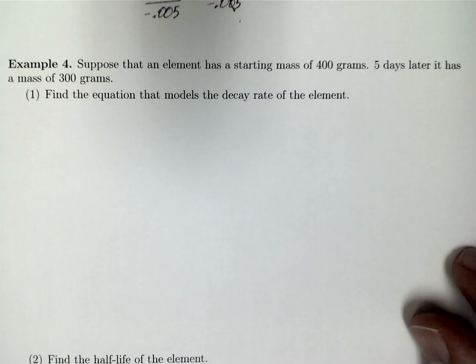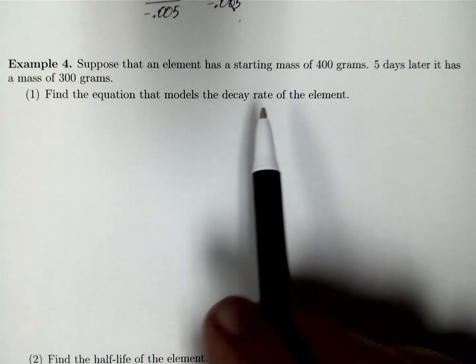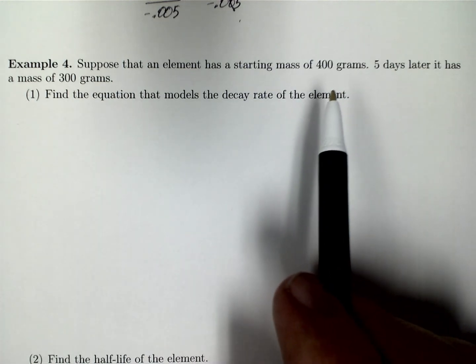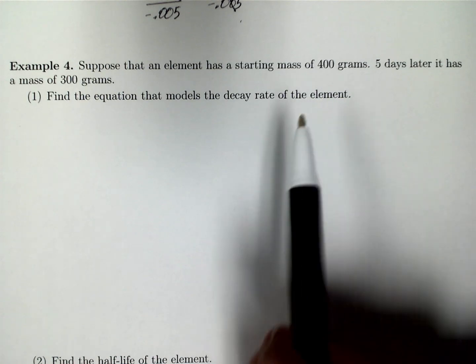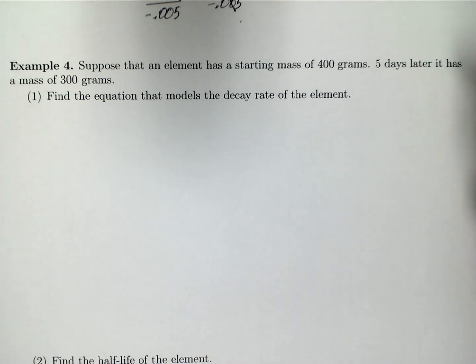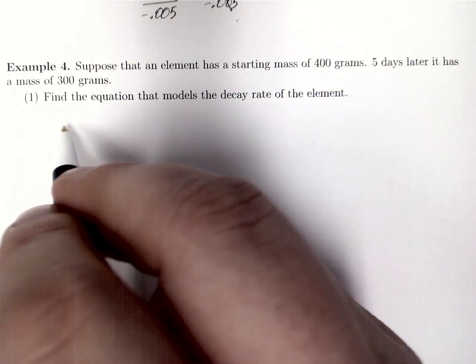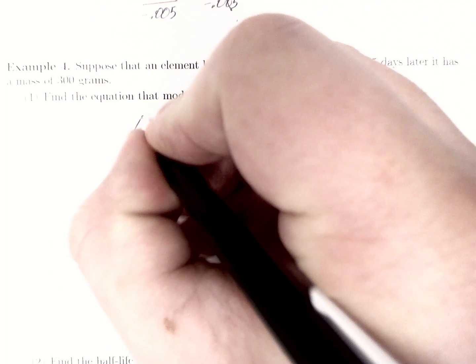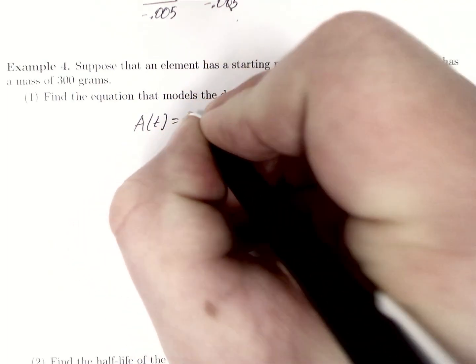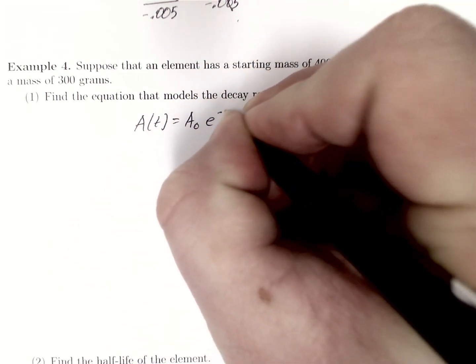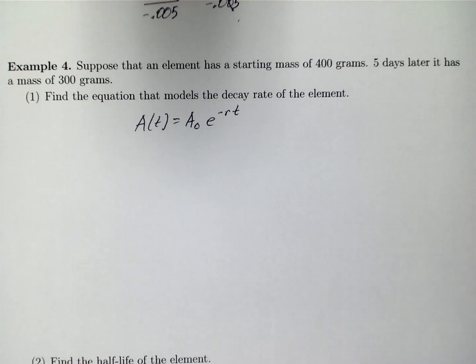What about if we had this example? Suppose that an element has a starting mass of 400 grams, and then 5 days later it has a mass of 300 grams. Well, first off, that thing is so radioactive, you need to get way away from that thing, okay? But jokes aside, to actually talk about this mathematically, we want to find the model. Well, the basic model is A of t equals A naught e to the negative rt. So we have that to start with.